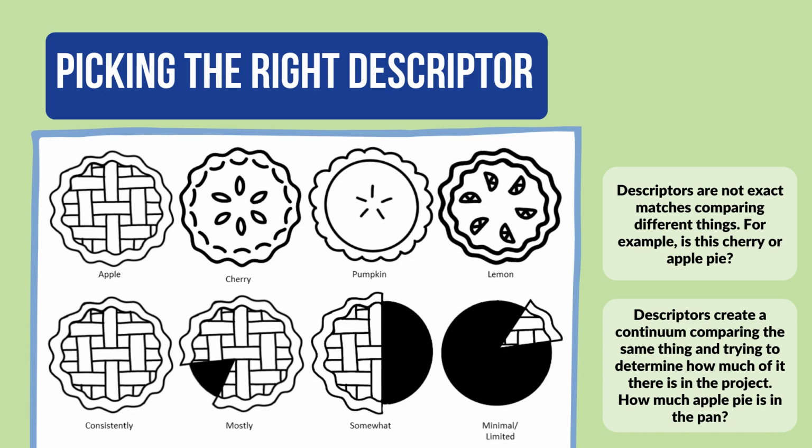One easy way of thinking about these different descriptors of completely, mostly, somewhat, and minimal is through a pie analogy. When you are deciding to give marks to a student, try to avoid thinking about the columns as separate types of pie. Instead, picture each step as a continuum of the same pie. For example, a student who has a novice mark on the relation to theme category will have, quote, minimal clarity in their project's connection to the theme. These descriptors of consistently, mostly, somewhat, and minimal or limited are consistent throughout the rubric rows.